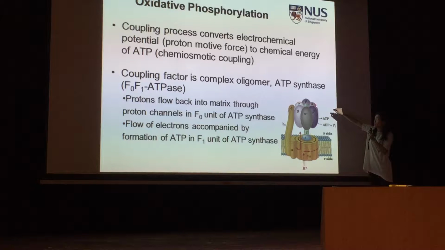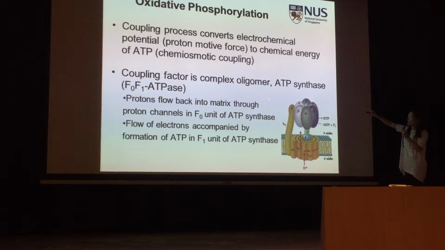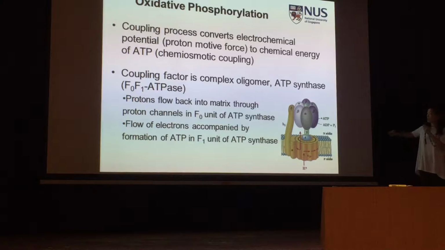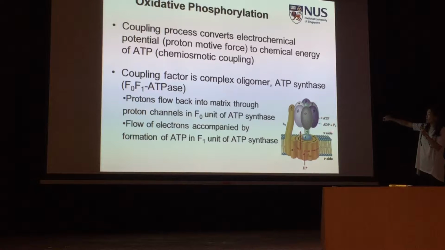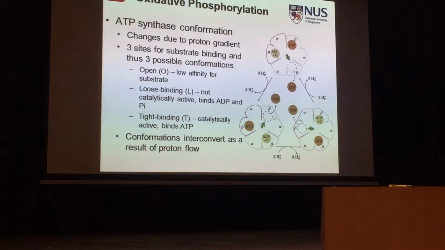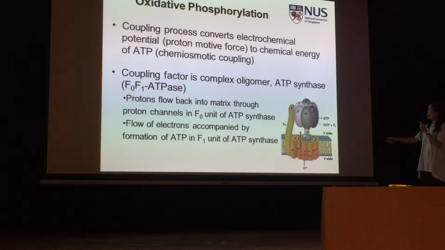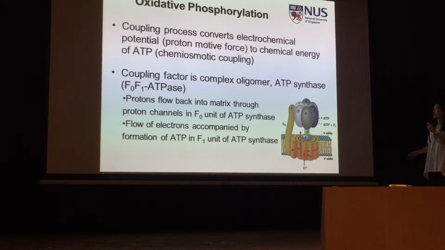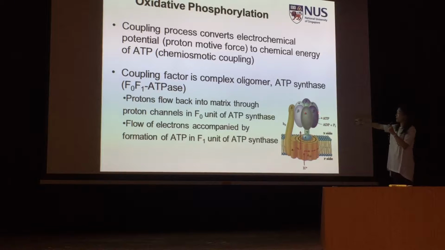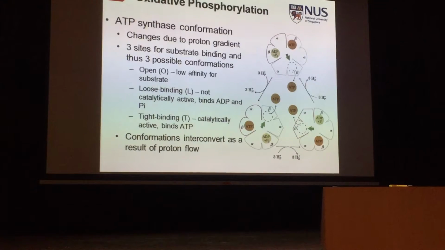This flower-like lollipop structure doesn't move. Instead, it changes conformation. The shaft is the one that is moving, but this one doesn't move. And once it changes conformation, it can catalyze the production of ATP. So how does it do that? This is the F0 F1 synthase. It's called F0 F1 because this is the F1 synthase and this is the F0 subunit. So F0 F1 ATPase, where the ATPase is the enzyme activity.